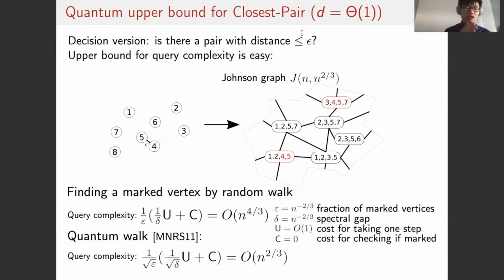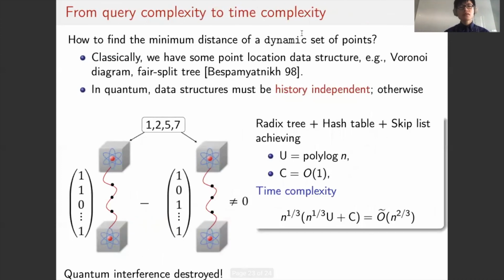To transform an n to the 2/3 query algorithm to an n to the 2/3 time algorithm, however, two factors are very important, U and C, where U is the cost for taking one step in the random walk, and C is the cost for checking if the current subset contains the epsilon closest pair. Now, the question is, can we maintain a dynamic set of points that supports three operations: add a point, delete a point, and query the epsilon closest pair?